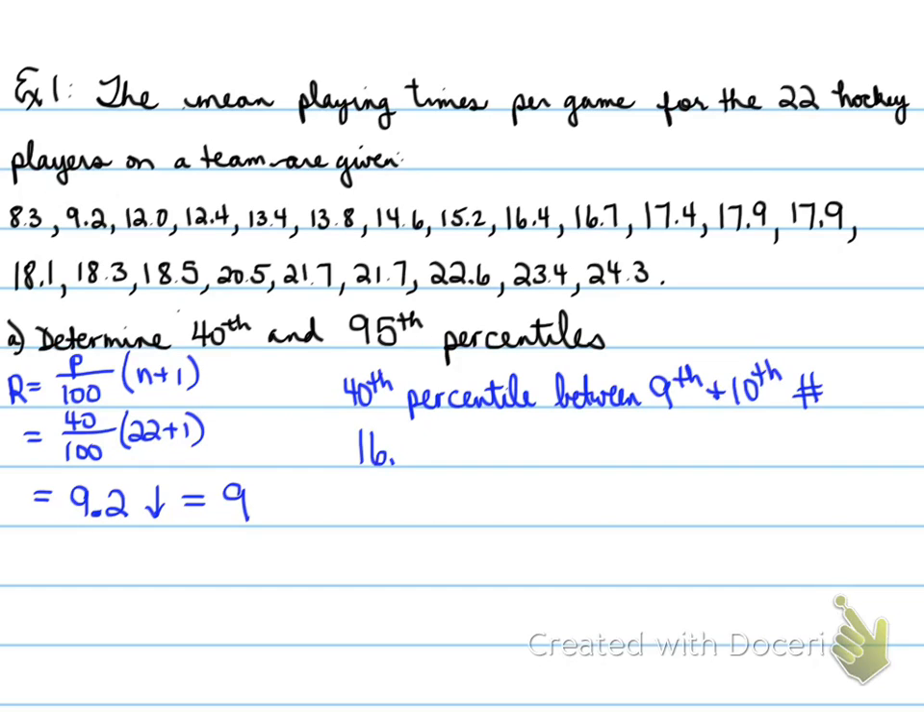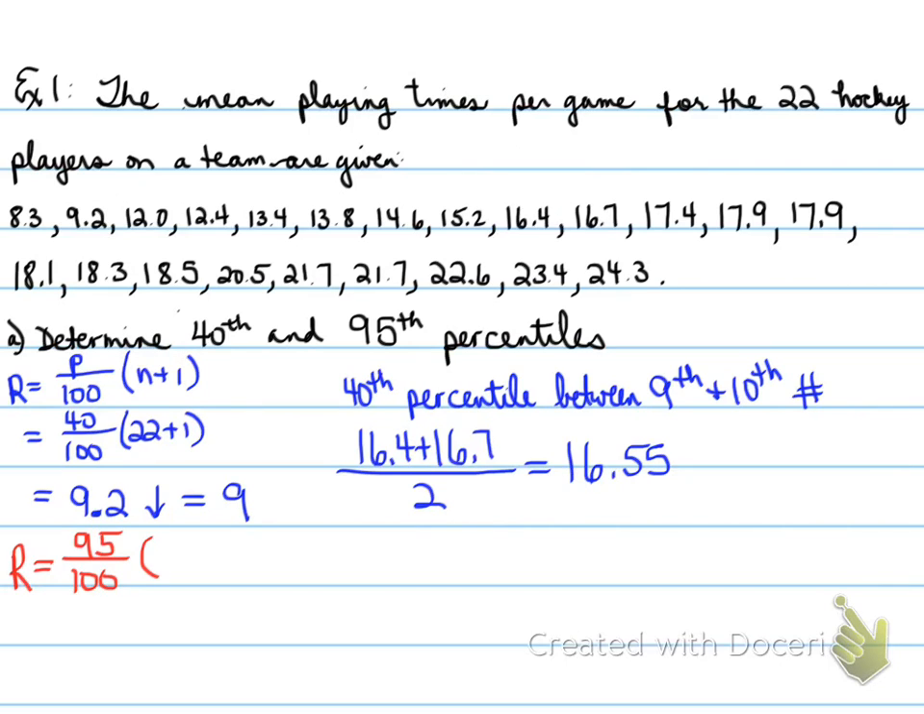The 9th and 10th values, when we find it, going here, 1, 2, 3, 4, 5, 6, 7, 8, 9, and 10. So between these two numbers, 16.4 and 16.7, divided by 2. So the 40th percentile has an average mean playing time of 16.55 minutes per game.